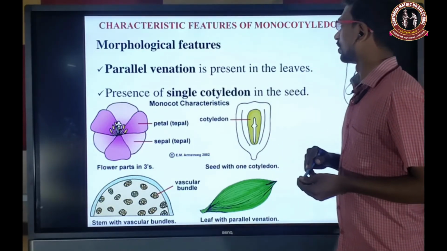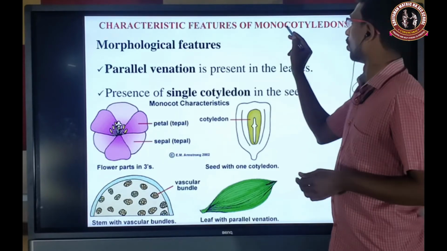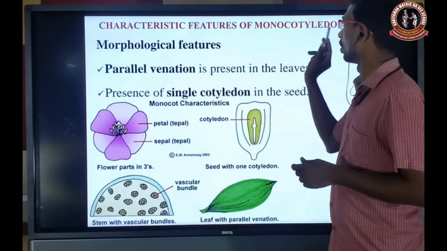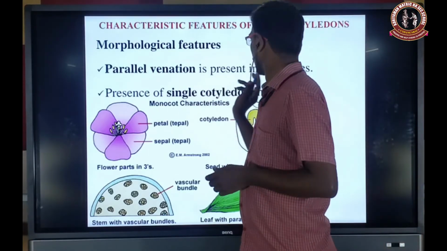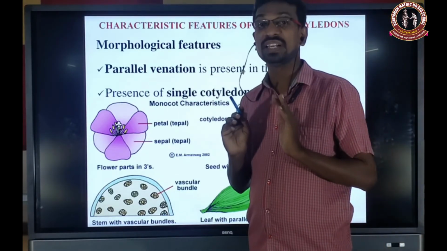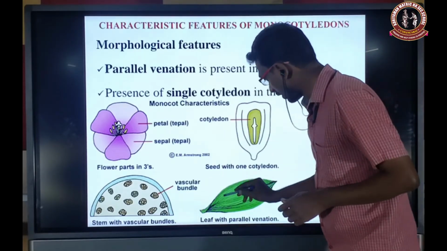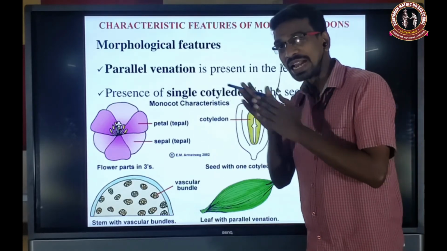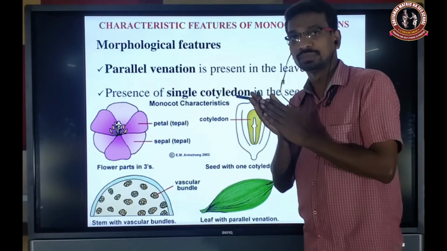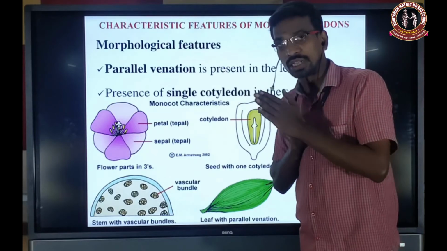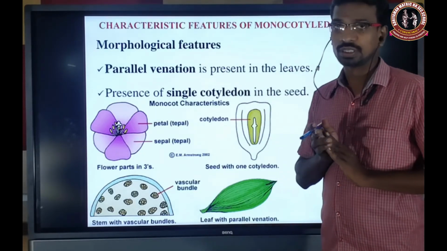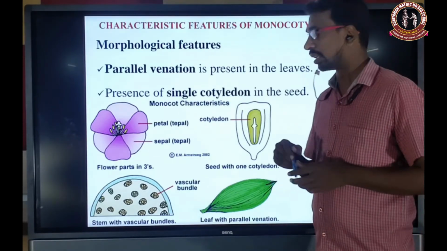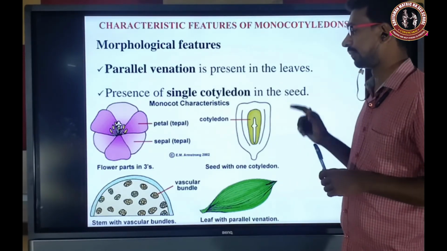Next, characteristic features of monocotyledons. Mono means single, only one cotyledon. Morphological features: the leaves have parallel venation. That means the main midrib is present, and all the veins are parallel to one another along the length of the midrib. That is parallel venation. And the seed has a single cotyledon.